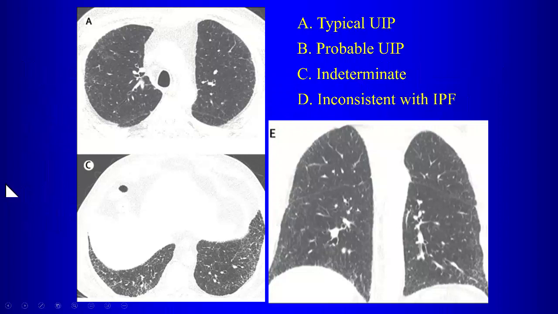So the diagnosis of these idiopathic interstitial pneumonias requires the input of the pulmonologist, radiologist, and pathologist, so really a multidisciplinary approach. So when you're approaching a case of interstitial lung disease on high-risk CT, first thing we want to decide is, do we think it's UIP or not? And then there are various classifications like typical UIP, probable UIP, indeterminate for UIP, or inconsistent with idiopathic pulmonary fibrosis. So looking at this CT scan, which of those categories would we pick?